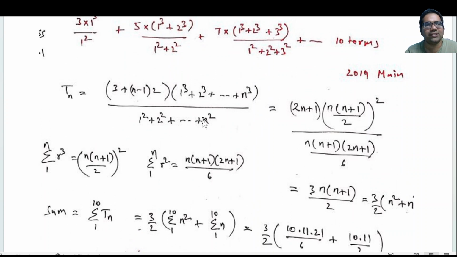We just need to do very simple things here. Find out the nth term, simplify that and do the plain summation. This just simplifies to the summation of n square and n.